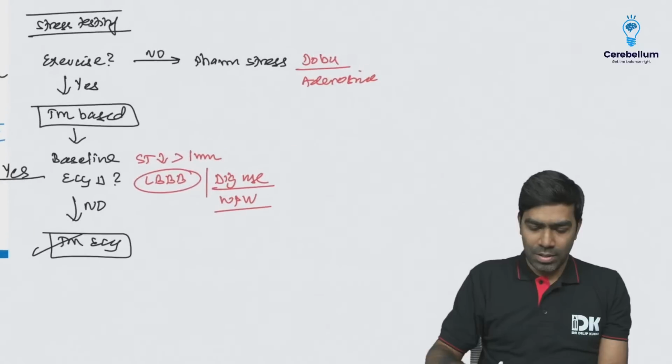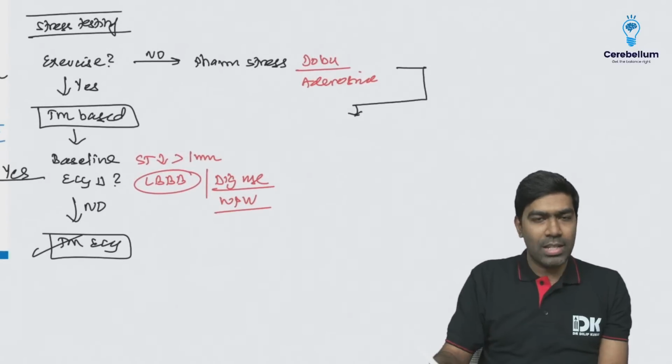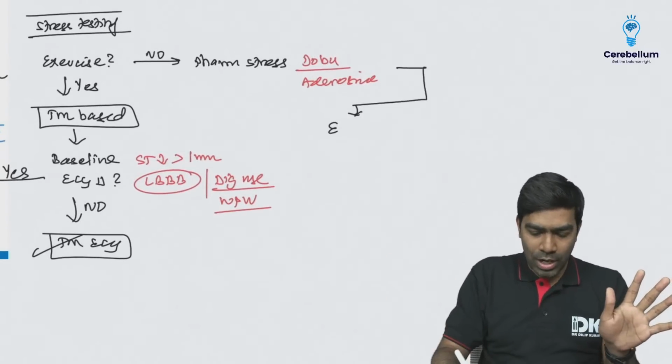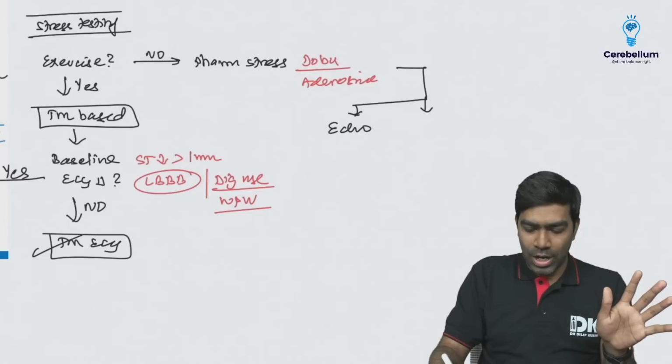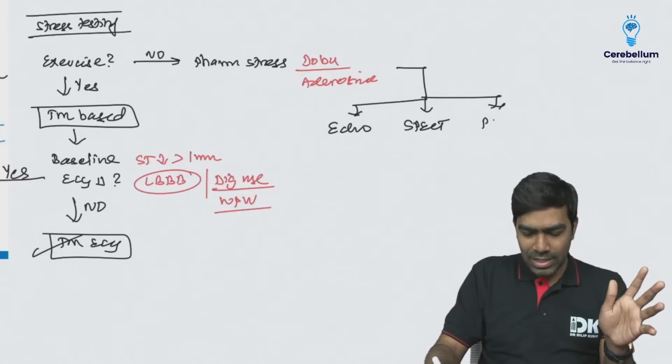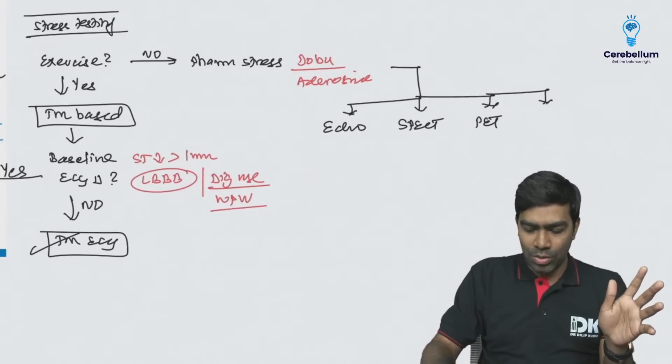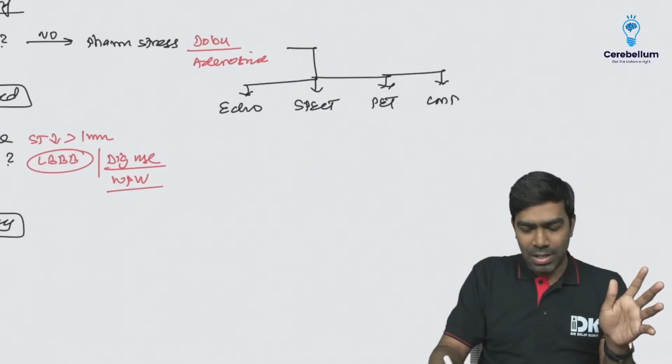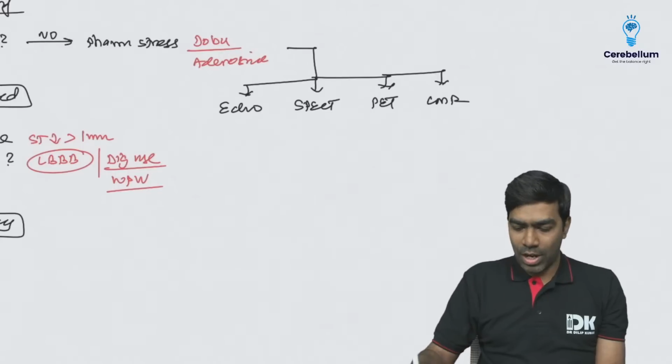Pharmacological stress means you can use anything except ECG. You can use echocardiogram as an imaging modality. You can use SPECT as an imaging modality. You can use PET scan as an imaging modality. Or you can even use cardiac MR as an imaging modality. Okay, what are the tracers used in SPECT?